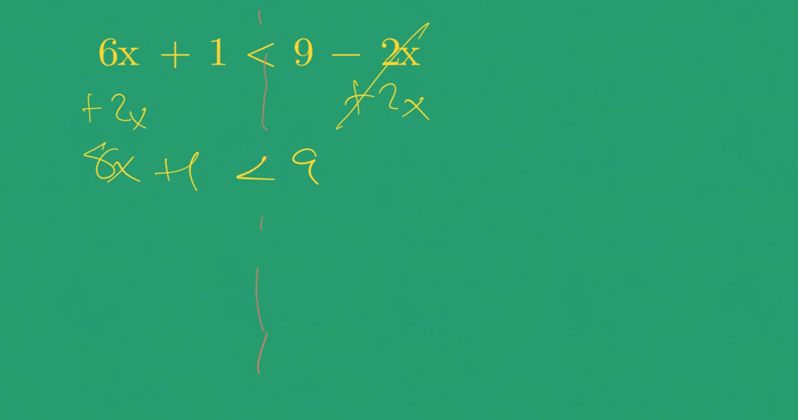But get those variables to one side or the other. It does not matter which side you do that with. I would try to keep them positive if I could. That way we don't have to worry so much about, am I going to remember to flip the inequality?